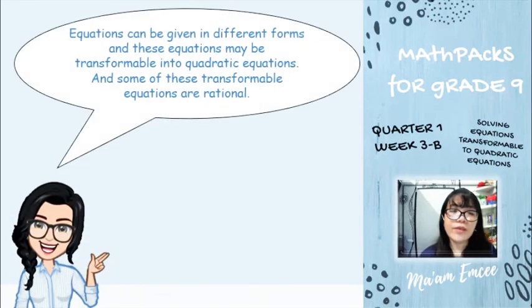So equations can be given in different forms, and these equations may be transformable into quadratic equations. And some of these transformable equations are rational. Now let's go back to the definition of rational. Rational numbers are numbers which can be expressed as a ratio of two quantities or two numbers. In short, they can be associated with fractions. So there is the presence of your numerator and denominator. It's the same as your rational expressions.